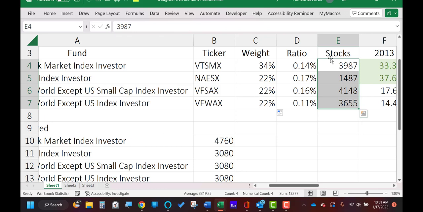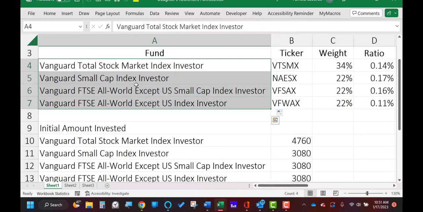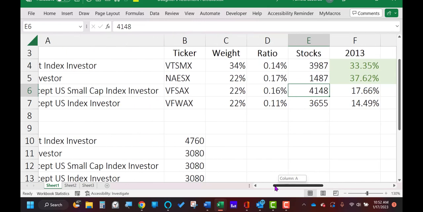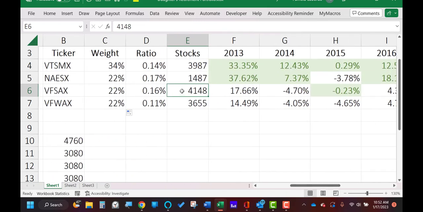All four of these funds only invest in stocks, in companies of various sizes and in various countries. All four of these are index funds, so they hold quite a few companies in their portfolio. The VTSMX one, the US larger company one, has about 4,000 companies in its portfolio. So does, I think, the small cap non-US. Yeah, it has a little over 4,000. This one, the small cap US, only has about 1,500. And then this is the larger size foreign stocks.